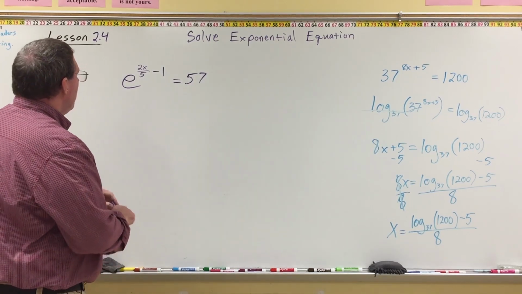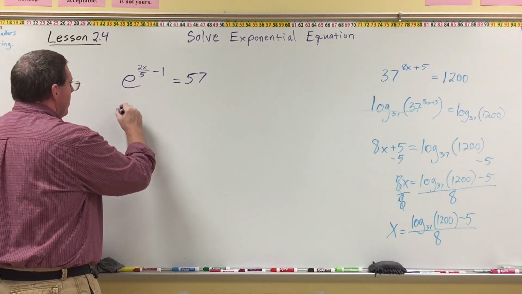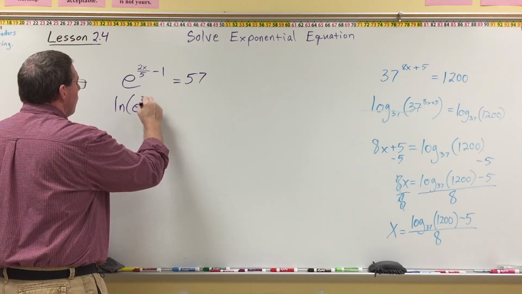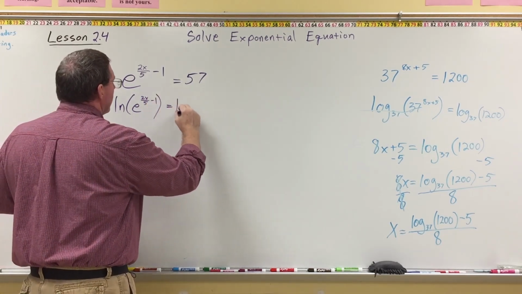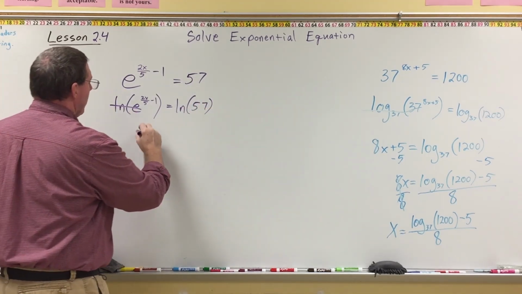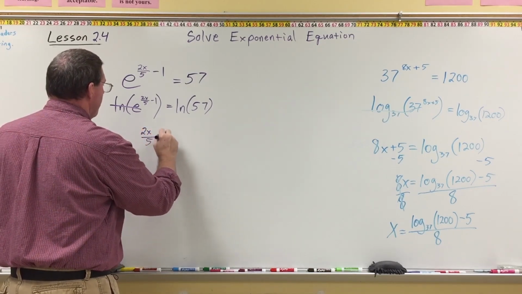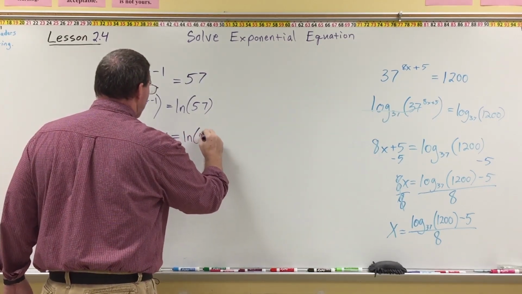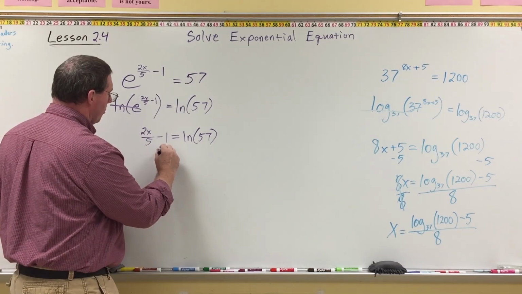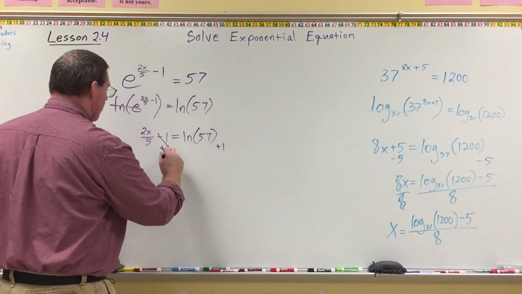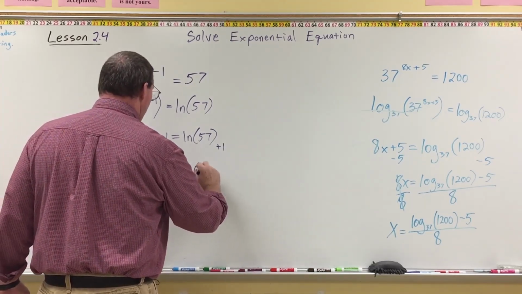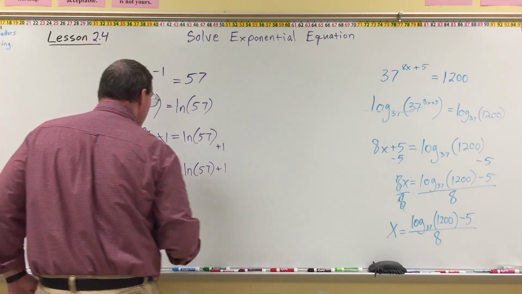All right, so here's what we're going to do. We want to cancel the exponential base of e, so we need a natural log for that. So we're going to do natural log of e to the power of 2x over 5 minus 1 equals natural log of 57, okay? We're going to cancel the e and the natural log, so all we have now is 2x over 5 minus 1 equals the natural log of 57. Okay? And now we want to get rid of this 1 because we're solving for x, so we're going to add 1 to both sides, cancel, and we have 2x over 5 equals the natural log of 57 plus 1.